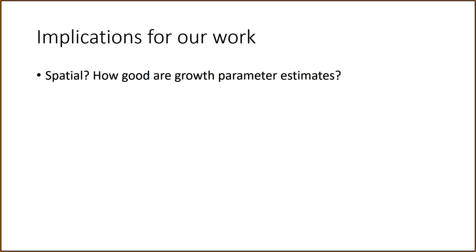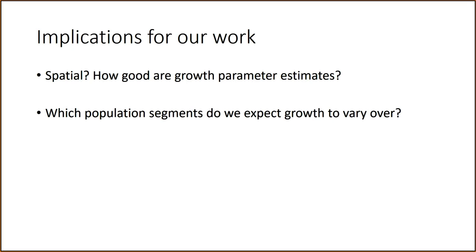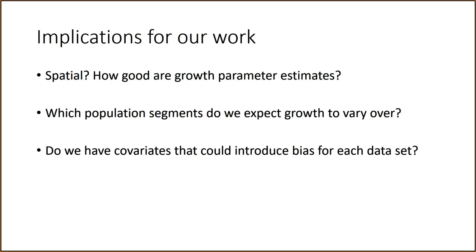And so I think implications for our work is at what spatial scale do we want to think about growth variation? And also, if we do decide we want to use a von Bertalanffy, how well can we inform those assumptions about how K and L infinity covary for a given population? I think we should think about which population segments we expect growth to vary over. And also enumerating for each data set the covariates, things that have changed sampling, and then could introduce bias and perhaps more of that noise that obfuscates the signal of true growth change.